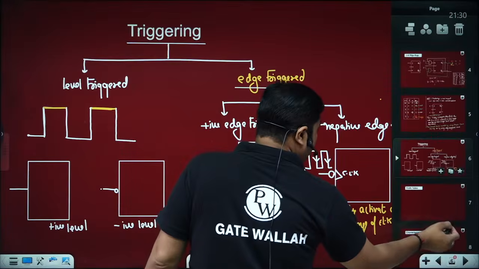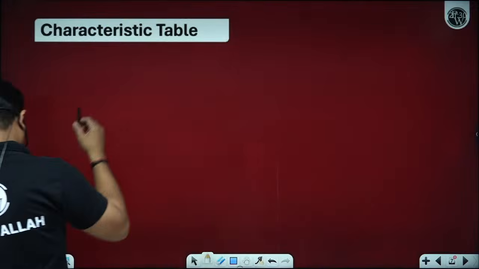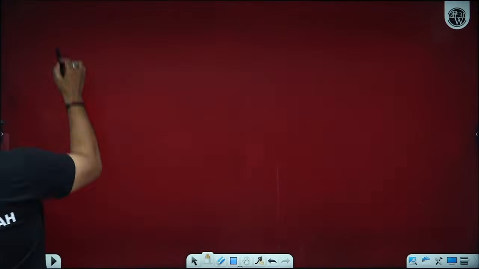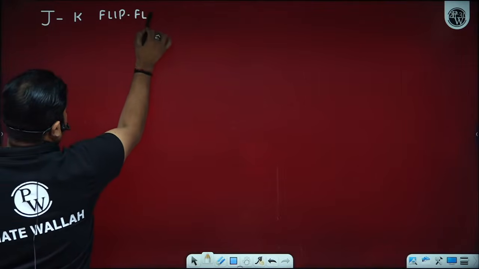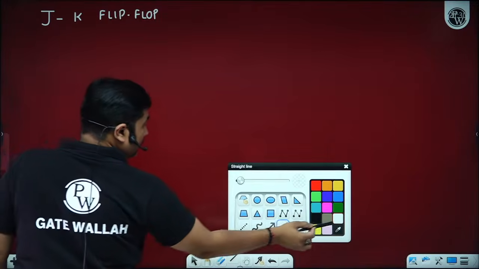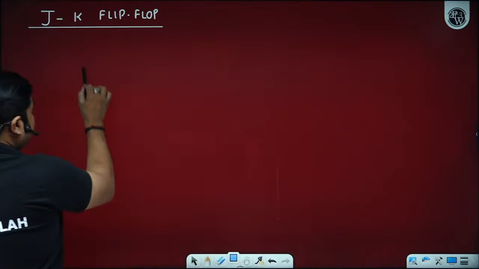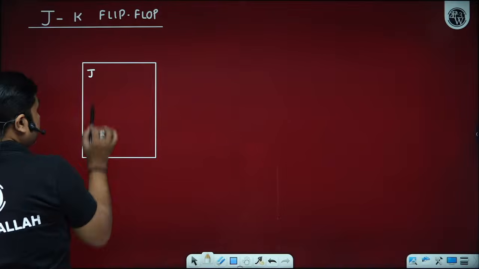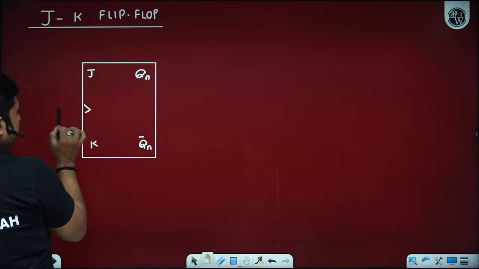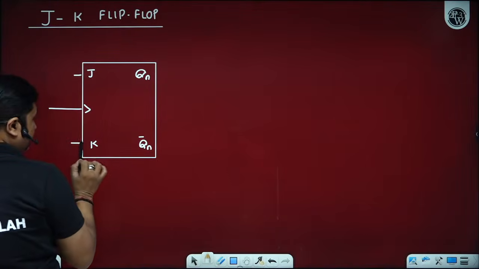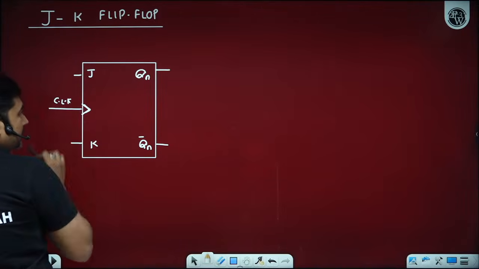Now please come back to the JK flip-flop once again. So we are talking about the JK flip-flop. If we talk about the edge triggered JK flip-flop, then it can be represented by the symbol with J, K, Q and Q complement, with this as a clock. This symbol represents a positive edge triggered clock.